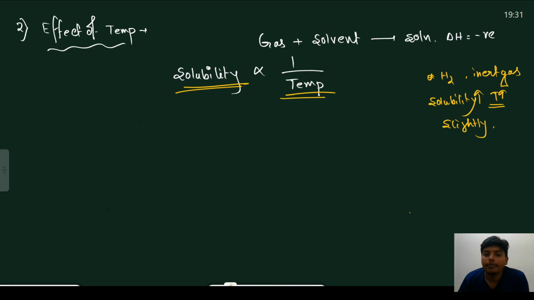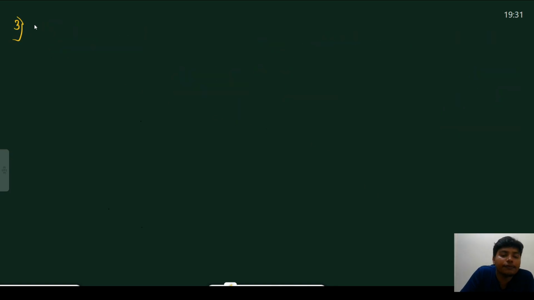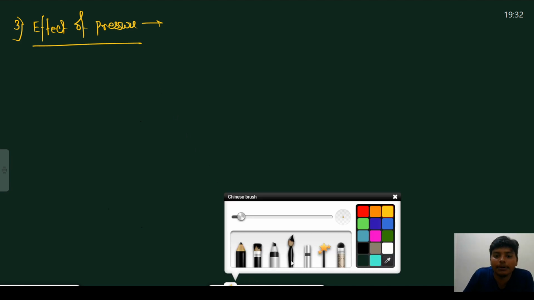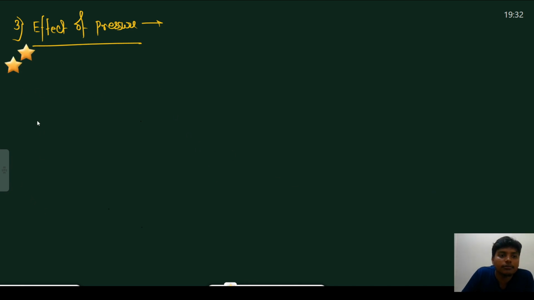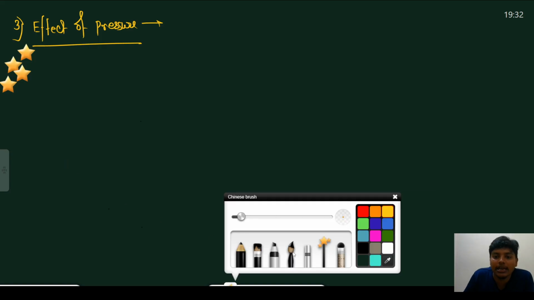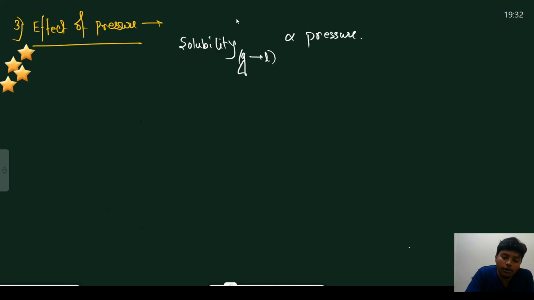Okay, now the third one is the effect of pressure. What is the effect of pressure? This is the most important in this chapter. Here you will get the first formula of this chapter. Remember, solubility of a gas in a liquid is directly proportional to pressure.